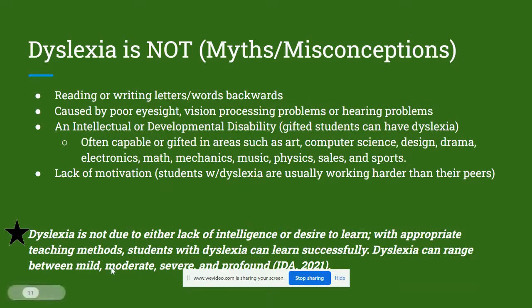Dyslexia can range between mild all the way to profound. That's why I use the term markers of dyslexia, because there is a range.